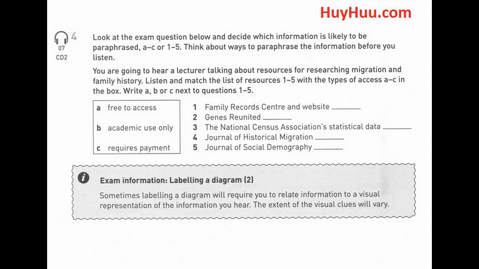The other one, the Journal of Social Demography, is only available using your university online journal's login details, as it can only be accessed by those studying or researching in higher education. Right, well, that should be enough reading for you.